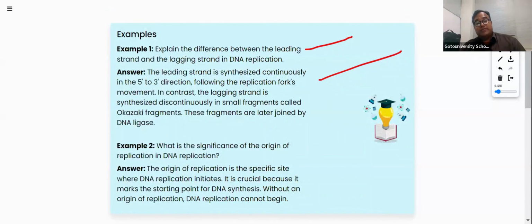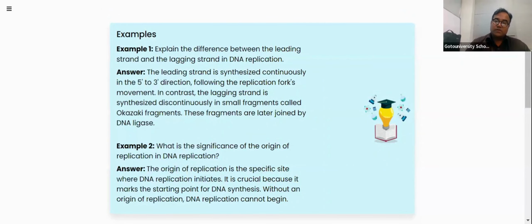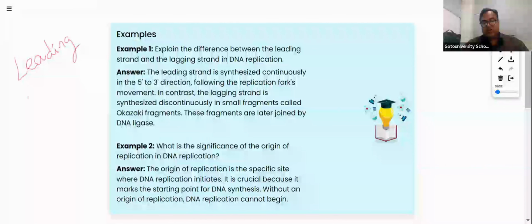So the number of primers formed on the lagging strand make the lagging strand DNA. Again, I'm repeating. If you're talking about the lagging strand and leading strand, one is called the leading strand, and the other is called the lagging strand, as I already told you.